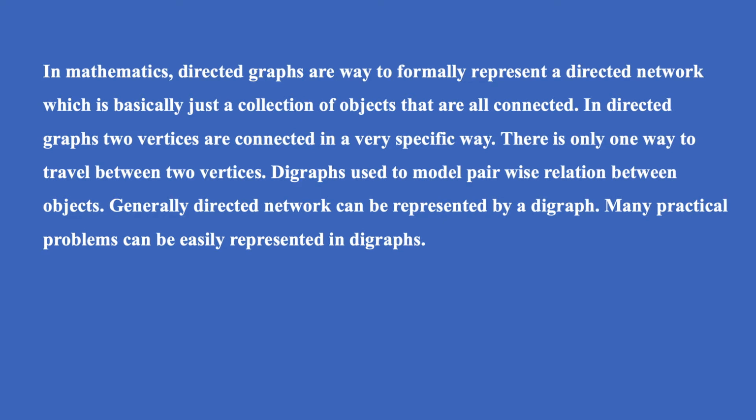In directed graphs, two vertices are connected in a very specific way. There is only one way to travel between two vertices. Digraphs are used to model pairwise relations between objects. Generally, a directed network can be represented by a digraph. Many practical problems can be easily represented in digraphs.